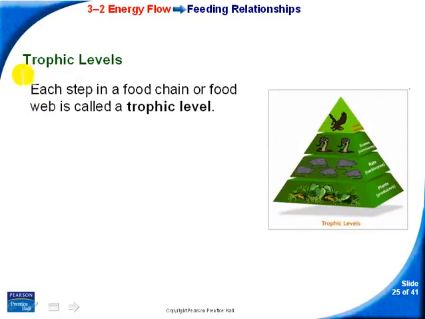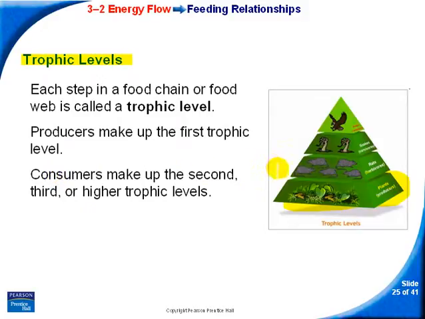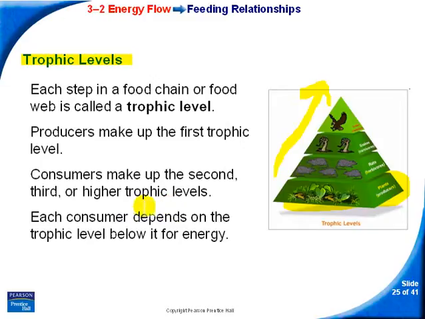Trophic levels. Trophic levels show the steps in a food chain or food web. It's called a trophic level. And at the bottom of the trophic level are the producers. They're the first trophic level. And then consumers make up all the other steps of the food chain or the food web. And each of these consumers below depend on the organisms.